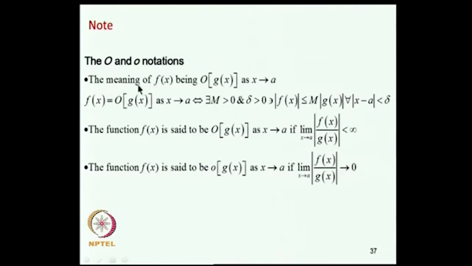Now, if we consider a function f of x and say that it is order g of x as x goes to a, what it means is that if x is in the neighborhood of a by this distance delta, then this f of x will be less than or equal to M into g of x, where for every a there exists an M greater than 0 and delta greater than 0, so that this inequality holds good. Operationally, to verify that, we have to divide f of x by g of x and take the limit x tending to a. If this is finite, then we say that f of x is order g of x as x goes to a. The lowercase o, f is o of g of x, means this actually goes to 0, it is not just finite, but it actually goes to 0.